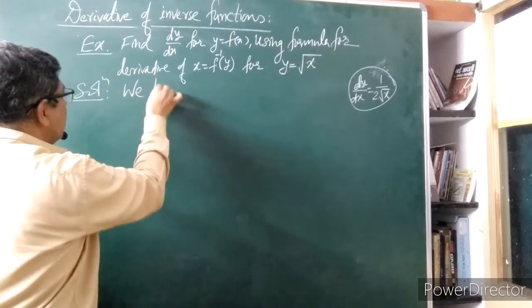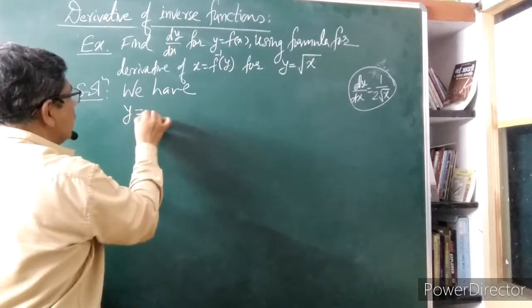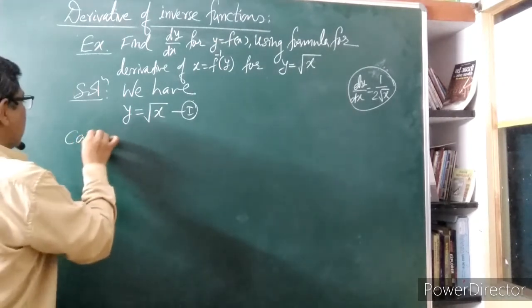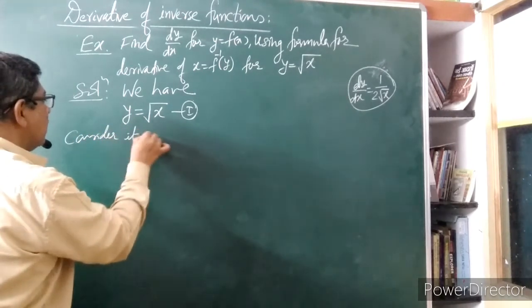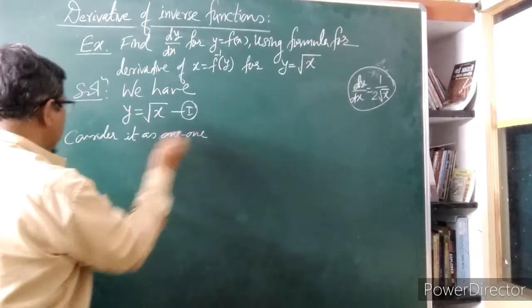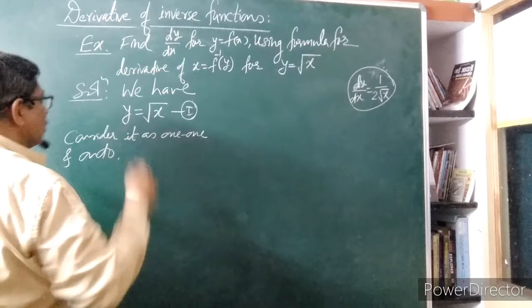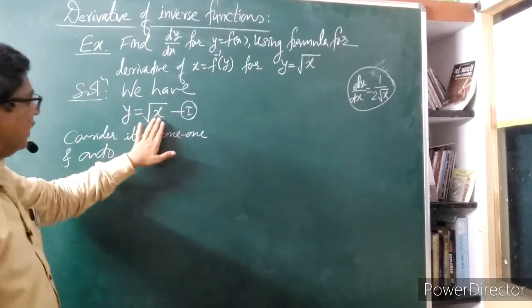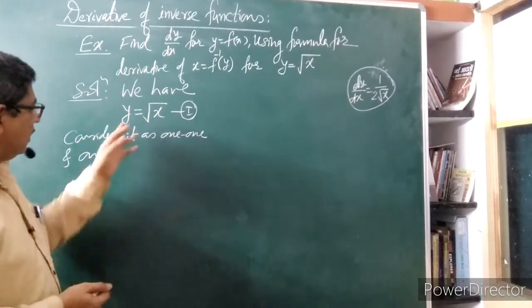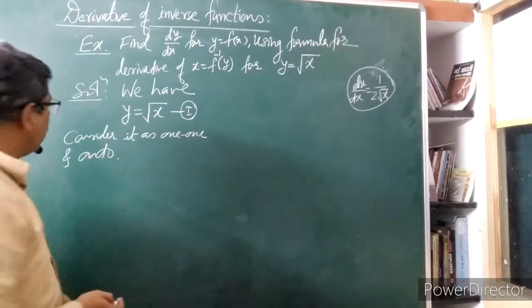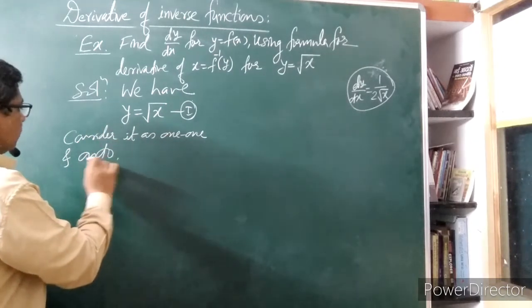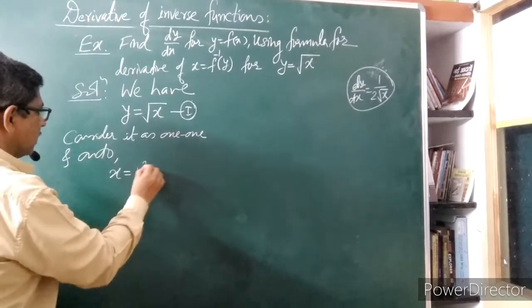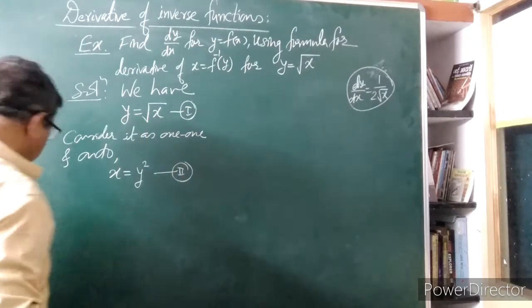We have y is equal to root of x. I will call this as first, considering it as one-one and onto, because to write its inverse function it should be one-one and onto. So the domain we will restrict such that x should be positive and there are no other values of y in the codomain. Okay, it's one-one and onto. We'll consider x is equal to, squaring both sides we'll get, y square. Call this as second.